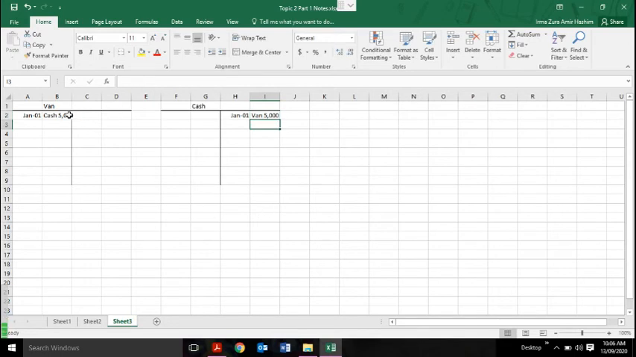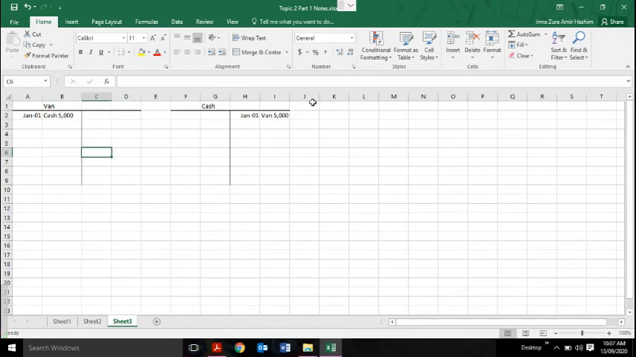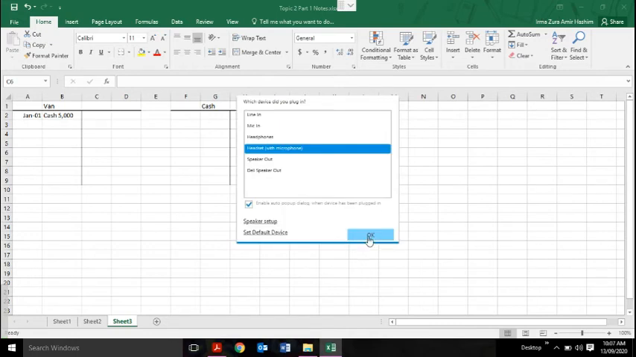So now we need to balance the account. We need to close this account. The reason why is that we want to know the current balance that we have in our account. We need to know how many assets we have, how much cash we have at the end of every month.